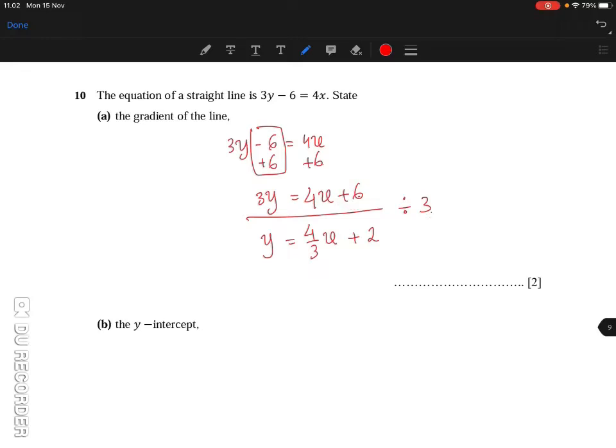Okay, now after you have y equals to something, you can identify which one is the y-intercept and which one is the gradient. Remember, we know that y equals mx plus c, and the gradient always goes along with x when your y is alone, only one y equals to something. After that, the gradient always goes along with your x. It means you will have this 4 over 3 as your gradient.